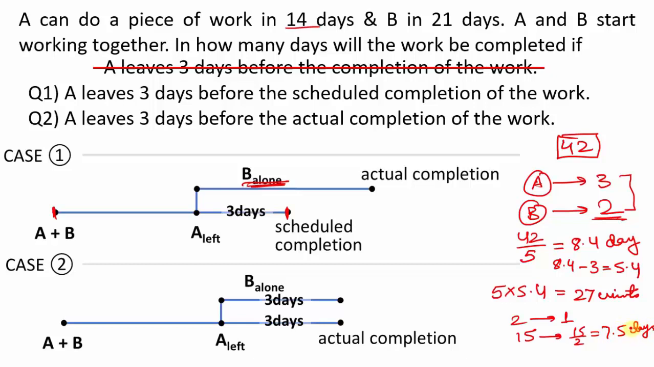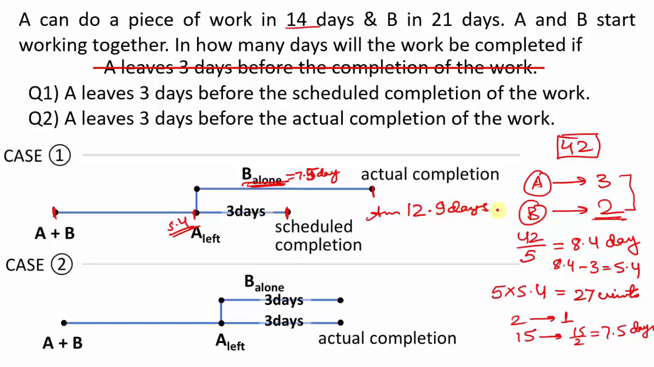So the total number of days the work took will be 5.4 days till here, and then B alone took 7.5 days after that. So total days till actual completion would be 5.4 plus 7.5, that is 12.9 days. Our answer is 12.9 days.